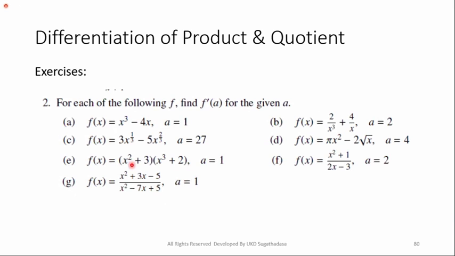Some are differentiation, some are product, some are quotient, and some are stated. You can differentiate. Parts B, D, F. F, of course, is a quotient function. You have to question. Remember, you have to question. Do it. And what is next?